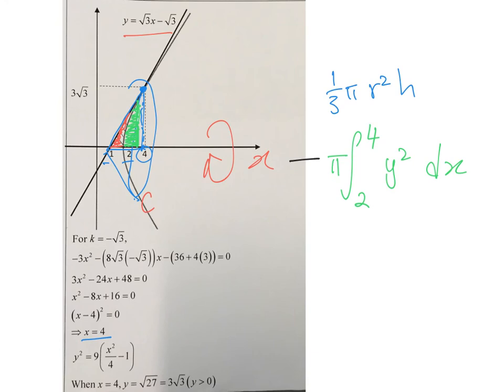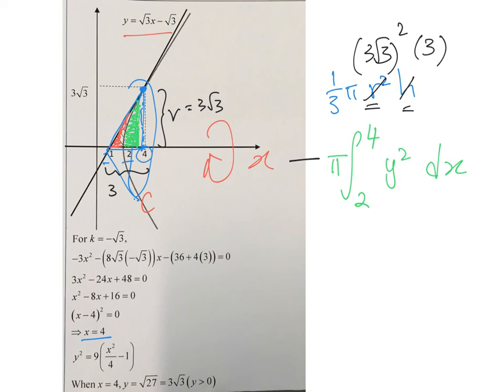Okay, so now what we need to do is put in all the values for the unknowns. So for the cone itself, what is the radius r? If you look at this diagram, the radius r is given by 3 root 3. So we can plug it in, you get 3 root 3 squared. And what is the height of the cone? The height of the cone in this case is basically 3 units. So this height is 3 units.